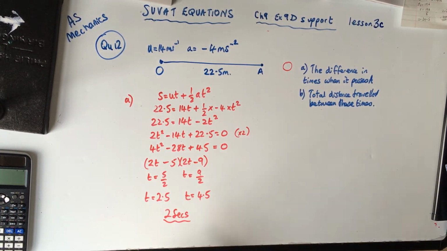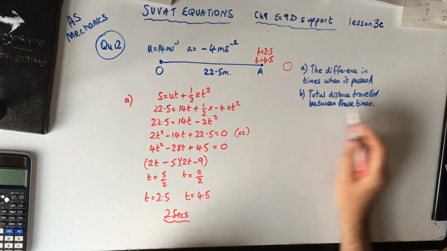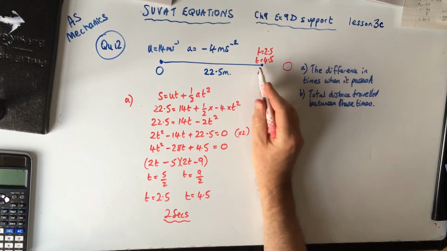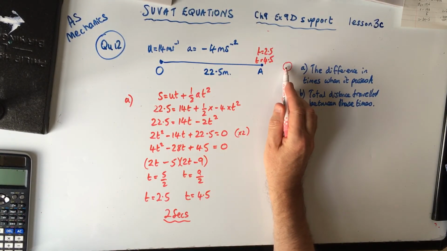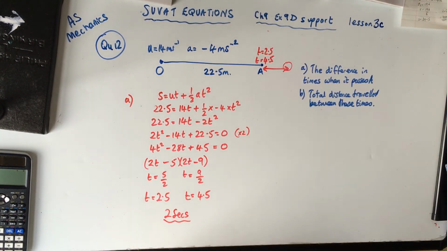Okay, between 2.5 and 4.5. Here it reaches this point at 2.5 and also at 4.5. Now it's saying the total distance travelled, okay? So it slows down, stops at this point and then comes back. So we want to work out that distance until it stops.